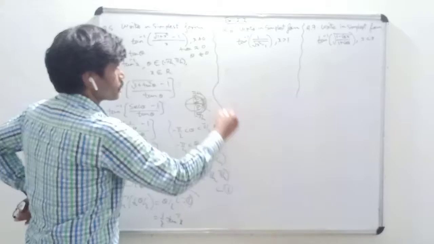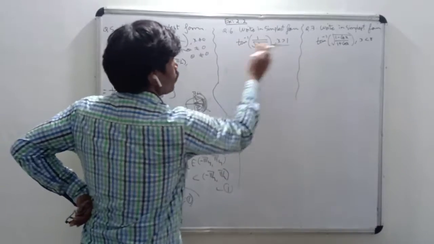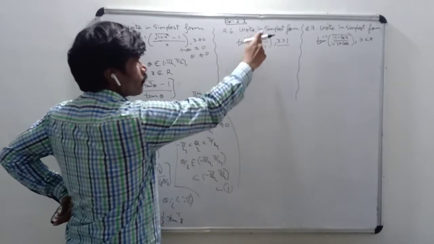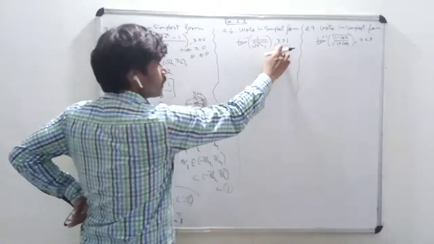Okay. Now here we want to get the simplest form of tan inverse of 1 upon root of x square minus 1, where the condition is what? x is greater than 1.